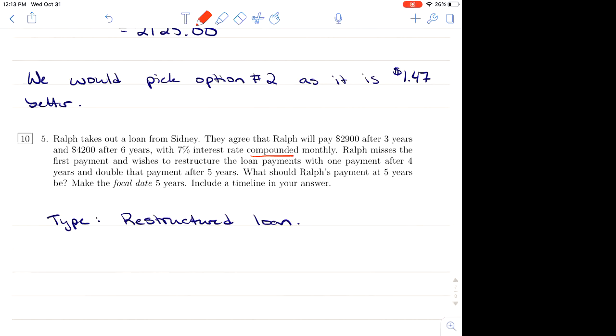Let's say, I'm going to just clarify here. Okay. After 4 years from the original agreement date. Okay. So this new payment plan is still from the original agreement date. So we're going to restructure this loan with one payment after 4 years and double that payment after 5 years. What should Ralph's payment at 5 years be? Make the focal date 5 years and include a timeline in your answer.